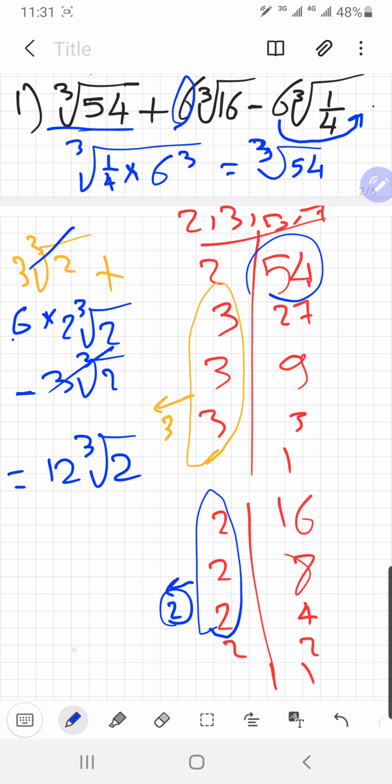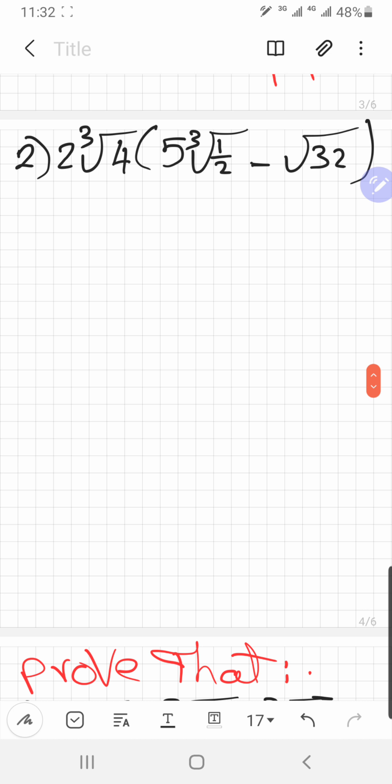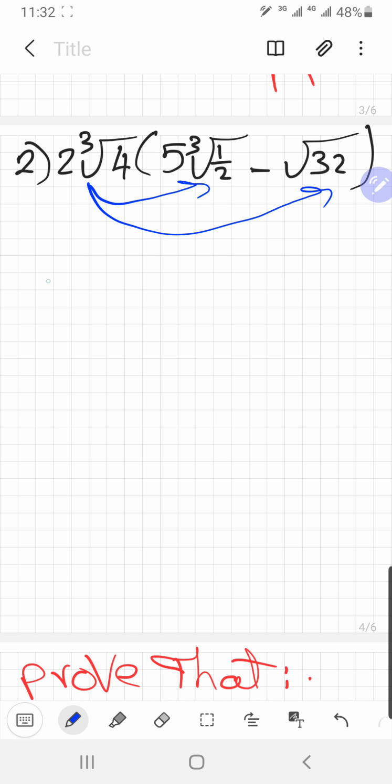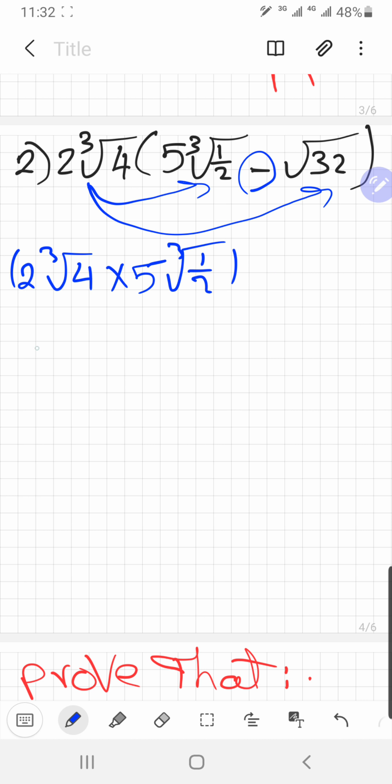Understand till now? Okay. Now let's take another example. Here you have 2 cubic root 4 times 5 cubic root half minus square root 32. I use the distribution property. What is the distribution property? Which is times. So I make this one times this, the first times the first and the first times the second. So it will be 2 cubic root 4 times 5 cubic root half. Okay, this one it will be minus, so minus.